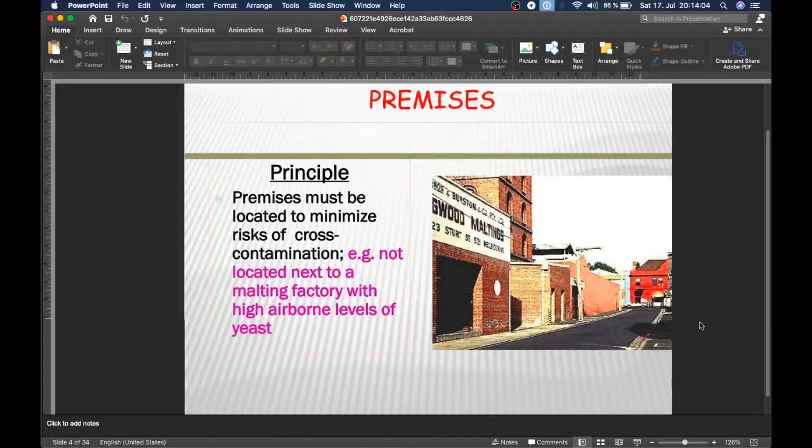For example, there is a malting factory with a high background level of yeast nearby, as we have discussed. Let's say this industry is in Melbourne. Just a second. Just a second, student.